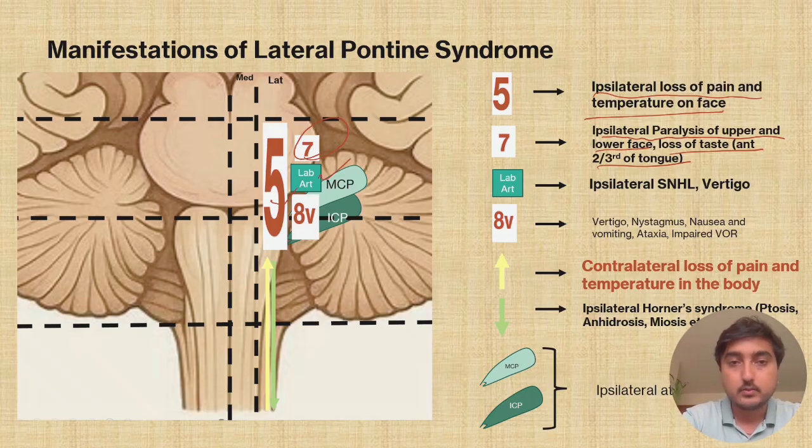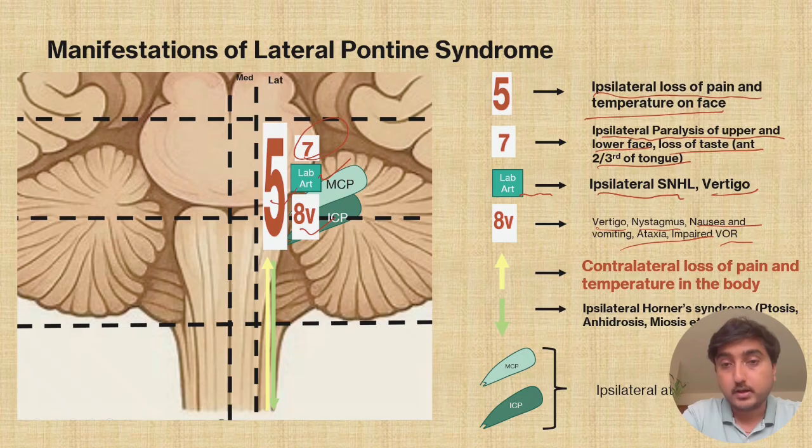And then we have the involvement of the labyrinthine artery. You can also remember the cochlear nuclei, but actually it is the labyrinthine artery. So if this is involved, there is ipsilateral sensorineural hearing loss and vertigo. Then we have involvement of the vestibular part of the 8th cranial nerve, because of which there is vertigo, nystagmus, nausea, vomiting, ataxia, and impaired vestibulo-ocular reflex.